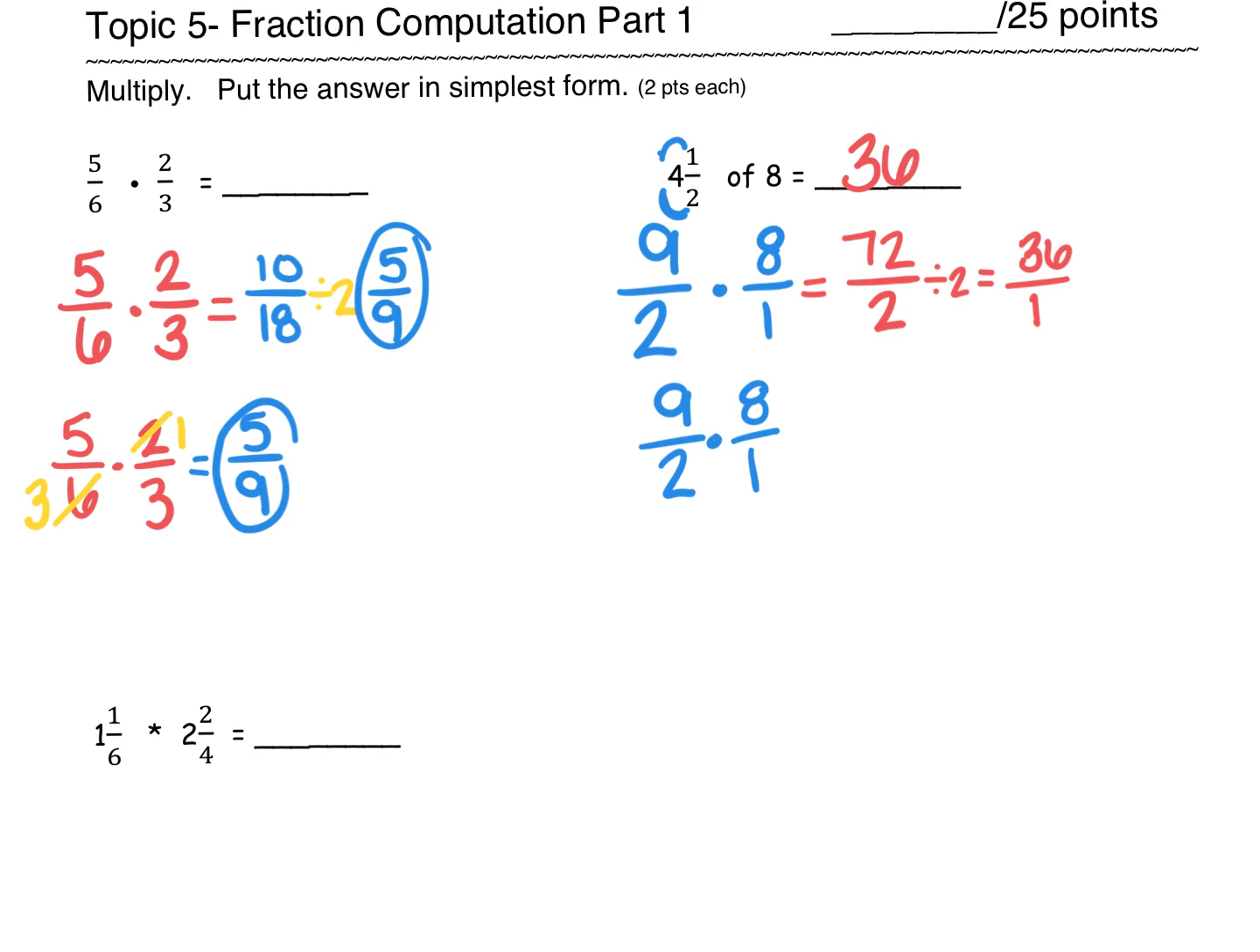36/1 is just 36. On the bottom, if we had simplified ahead of time, 8 and 2 both share a common factor of 2, so we can divide both of those by 2. 2 turns into 1, and 8 turns into 4. 9 times 4 is 36. 1 times 1 is 1, and 36/1 is just 36.